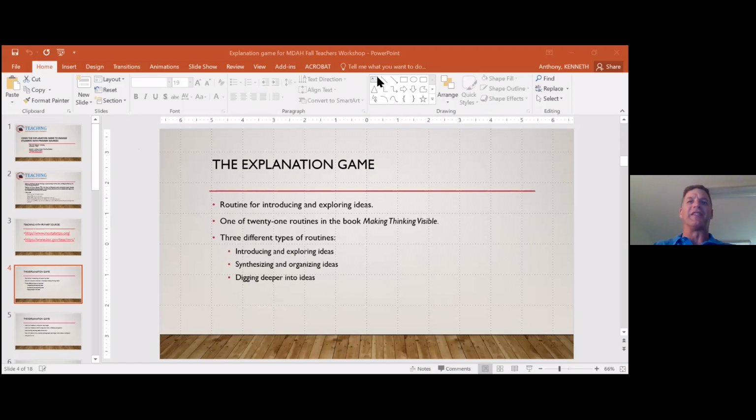Other thinking routines I have are for synthesizing and organizing ideas. Maybe something that you do in the middle of a lesson after you've done some type of instructional input, and you want the students to synthesize or organize information on their own. And then there are some that are really research-type routines, the digging deeper into ideas routines. In the book, Making Thinking Visible, which is now in its second edition, they have those organized into chapters and they talk about the science behind them. So if you're ever beat up by your principal or superintendent about what research-based things you're using, these thinking routines are research-based, and there's a lot of good theory and research behind them. In the book, they explain that.